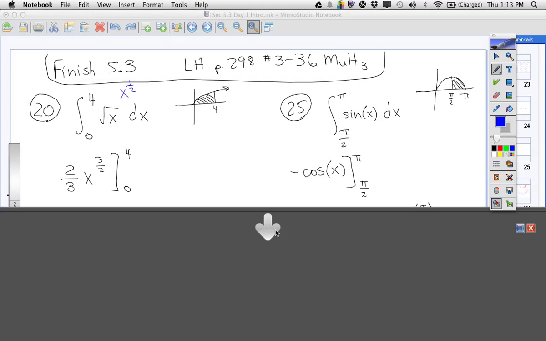But notice, once you do the antiderivative, the integral symbol goes away, the dx goes away, because that was just telling you, here's what you should do. Do the antiderivative with respect to x, right? And so once you've done that, the integral symbol's gone.